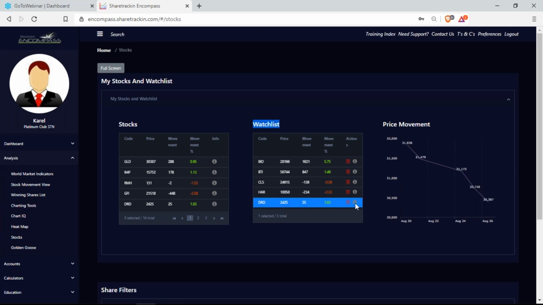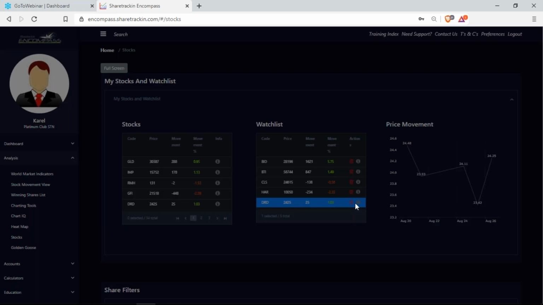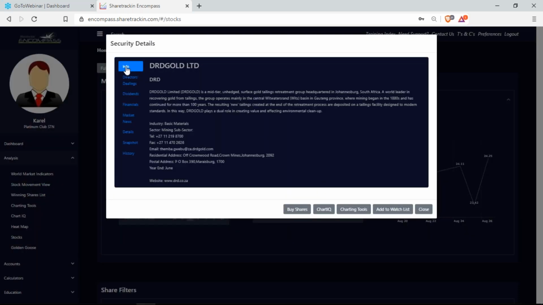If I click on the information button for one of them, I will see that it opens up this security details window. First of all, it gives me the company name, that's DRD Gold. Second, it gives me the company's code, that is DRD. It gives me a short description of the company, the industry, the sector, and a bit more information.